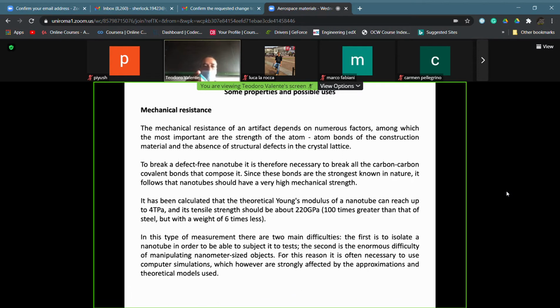Here we are talking about 200 gigapascal. If we talk about Young's modulus of a steel, we can expect values of 200-210 gigapascal. Here we are talking about 4 terapascal.